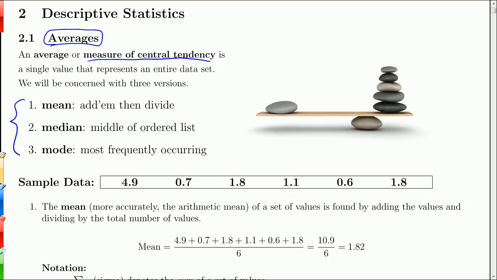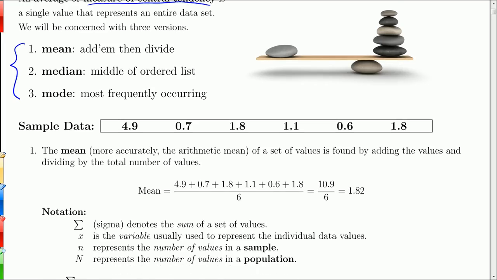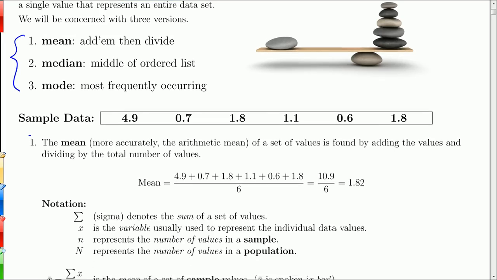And for these demonstrations, we'll use this sample data right here. There are 6 numbers, and we're going to find the mean, median, and mode of those 6 numbers. And so the mean, this is probably what you would have done if I had said, find the average of those 6 numbers. You would add them all together and divide by how many there are. When you add up those numbers, you get 10.9. There are 6 of them, so you divide by 6, and you get 1.82.